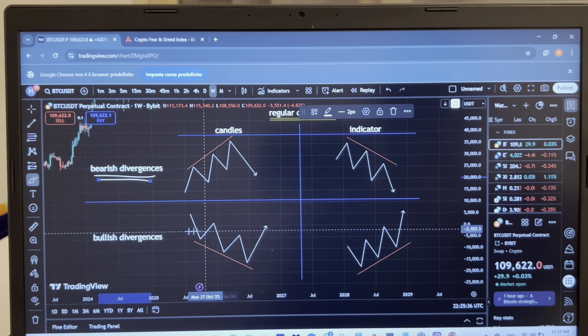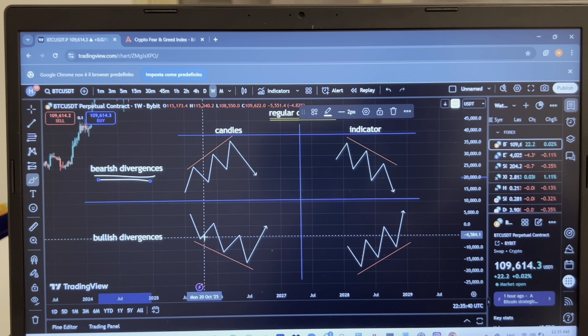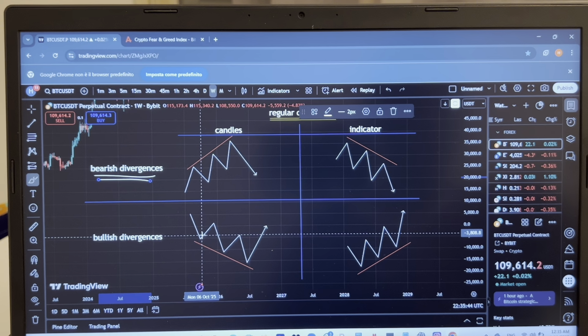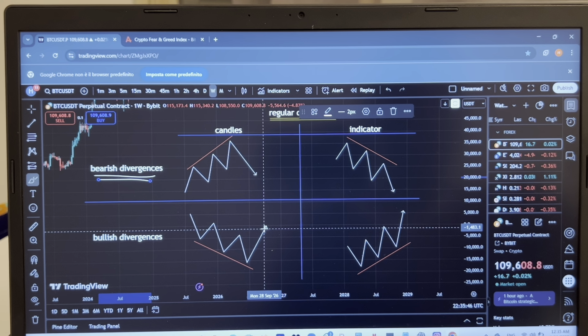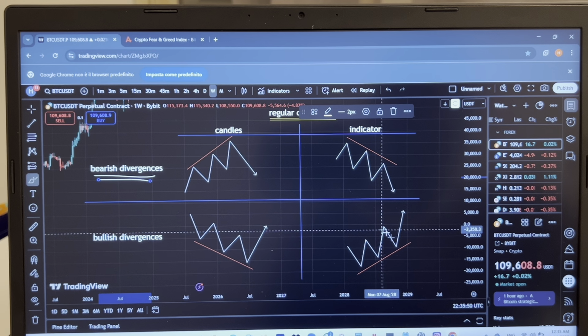And then when we look at the bullish divergences, the market is making lower lows. The candles are showing that it's making lower lows, but the indicator shows that it's making higher lows.